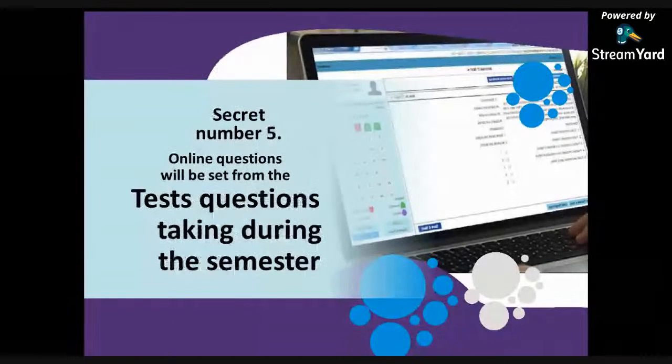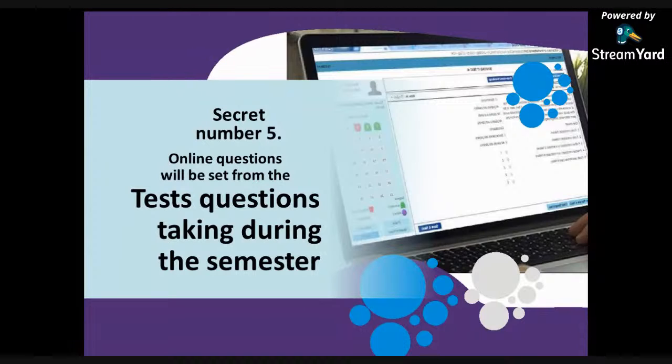Then secret number 5, online questions may be set from the test questions taken during the semester. Now, many students just write tests, they don't take cognizance of the tests they have written. So whatever tests you have written over the course of the semester, you need to take them seriously. All those questions, open your book, answer everything correctly. Make sure you write it extensively.